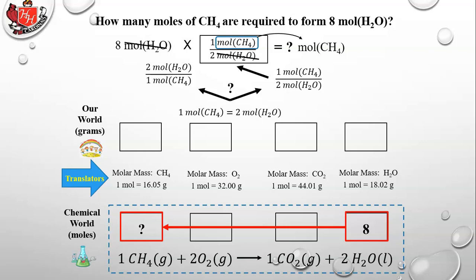Now that we know we've set the problem up correctly, you multiply everything on top and divide by everything on bottom. So I'm going to multiply 8 times 1 divided by 2, and that will give us 4. Okay, and that's what goes right there. So that's the final answer.